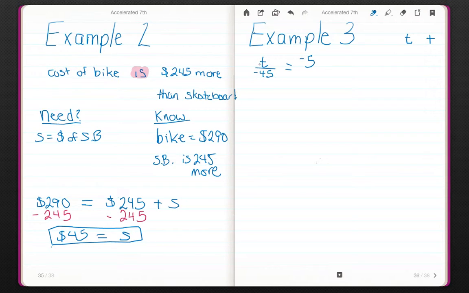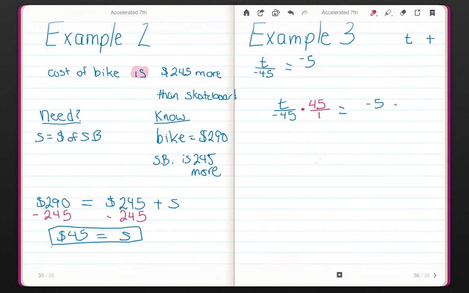So here I have my problem, t divided by negative 45 equals negative 5. I'm going to rewrite my problem so I have a little bit more room. t divided by negative 45 equals negative 5. In order to get t by itself, I'm going to use the multiplication property of equality, and I'm going to multiply by 45. Now sometimes when I'm working with fractions, I like to write it as 45 over 1, just so that I remind myself that this is in fact a fraction.